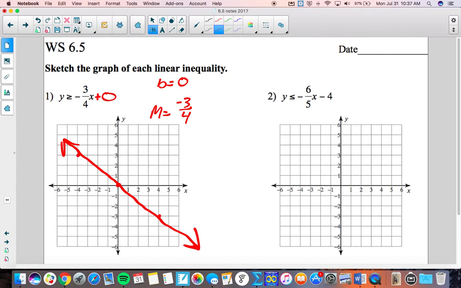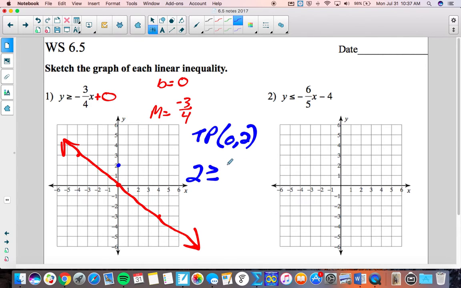Now we have to do a test point, but we can't test the point (0, 0) because it lies on the line. There's a rule that our test point can never be on the line. You can try any point not on the line. Just label what it is and where it is. So I'm going to do (0, 2) here. I'm going to plug 0 in for x and 2 in for y into the original inequality.